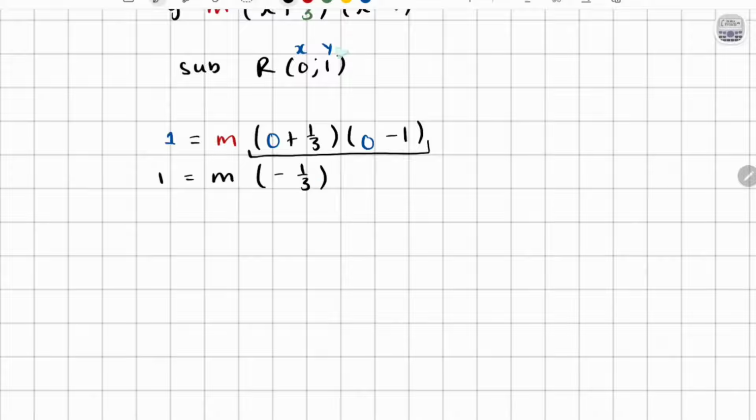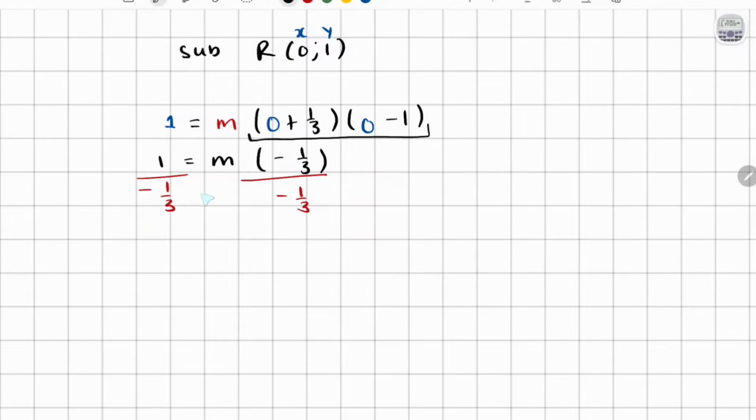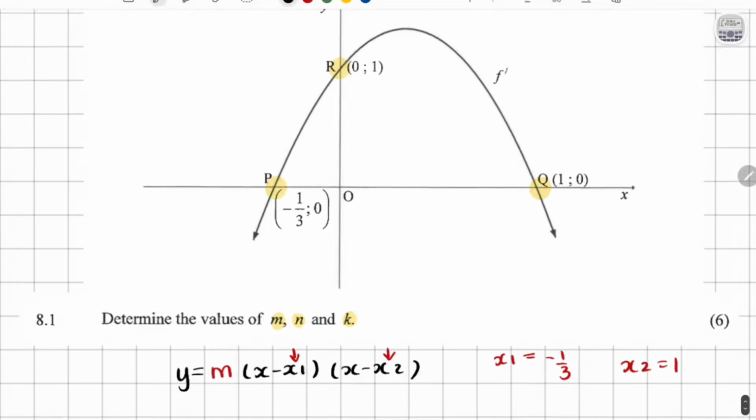So we just need to solve for m by getting rid of this negative 1 over 3. If you divide both sides by negative 1 over 3, here we're going to have that m is equal to 1 divided by negative 1 over 3. You can put that on the calculator, but it's just going to become negative 3. So there, we found the value of m.